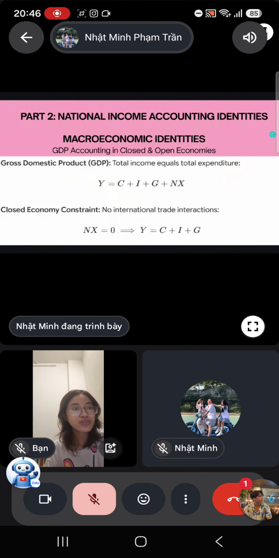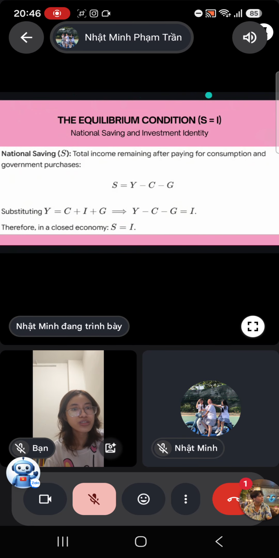And now let's move on to the identity. It shows that national saving always equals investment. National saving, denoted S, is the income left after paying for consumption and government spending. Substituting GDP into the equation and isolating I, therefore in a closed economy, saving strictly finances investment.